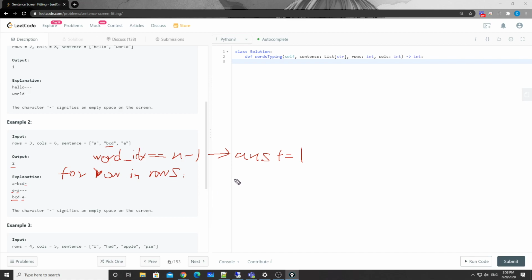Okay, but then the time complexity for this problem is going to be O of m times n, basically the rows times columns. If the rows times columns is big, for example, if the rows and columns are all 10,000, then this solution will most likely be a TLE. All right, that's basically the naive solution.